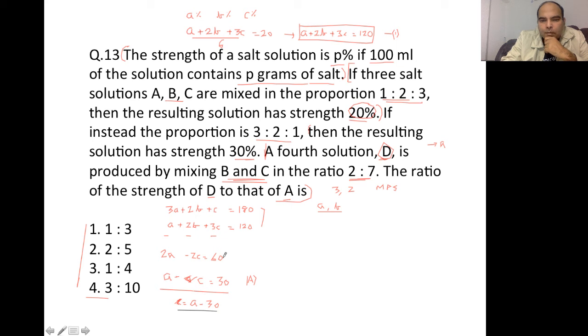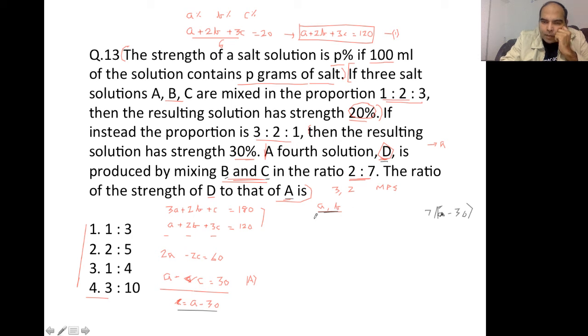When you mix B and C in the ratio 2:7, you are mixing 7 times A minus 30 when you're mixing the C. That is why you're now thinking about getting a relationship between A and B, because if you can think about B also in terms of A, then you'll get D in terms of A. And once you get D in terms of A, you can get a relationship between D and A. So let's try to find a relationship between A and B.